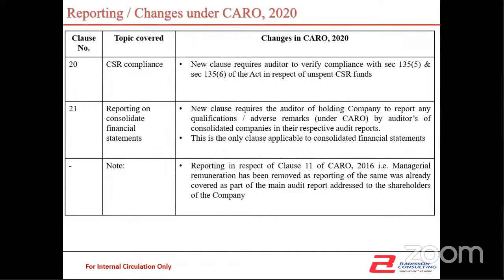Under Section 135, the company is required to set up a CSR committee. A CSR committee is mandatory only for those entities whose net worth is more than or equal to 500 crores, whose net profit is more than or equal to 5 crores, or whose turnover is more than or equal to 1000 crores during the immediately preceding financial year.